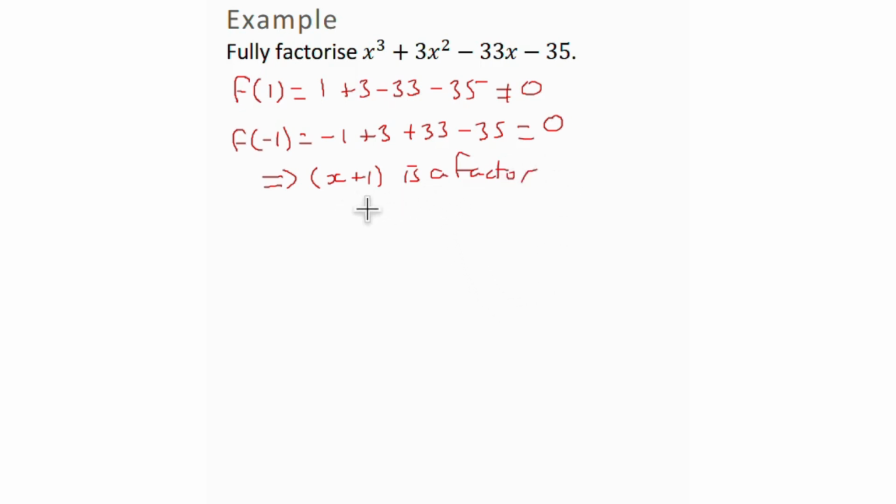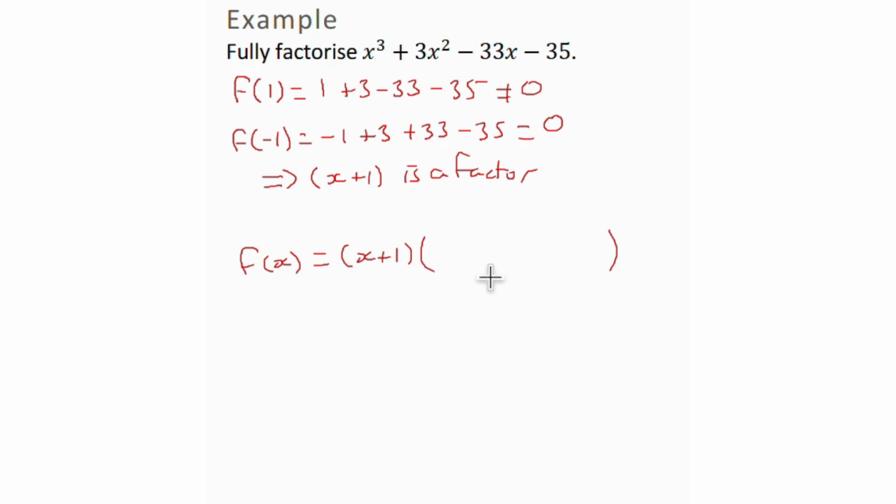Now we know that x plus 1 is a factor, and we know that this polynomial can be written as x plus 1 times some other factor, and that other factor has to be a quadratic. Now to find that quadratic, we're going to use something we saw in the previous skill when we were dealing with polynomials. We could do this using polynomial division. You could do this thing divided by x plus 1 to find this. That would be absolutely fine.